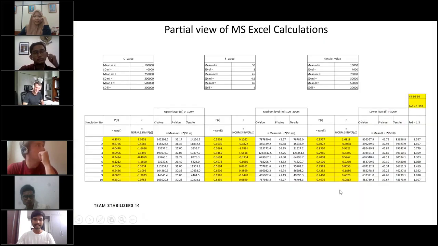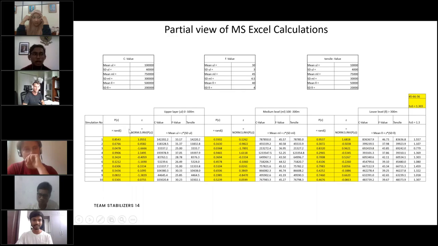This is a sample part of the analysis that we did in Excel. We generated random values, assumed those to be the cumulative probability. Now corresponding to those, using this equation in Excel, we found out the z values. Using the z values, and as we were given the coefficient of variation, which helped in finding the standard deviation from the mean values, as you can see here for all the three: cohesion, friction value, and tension.